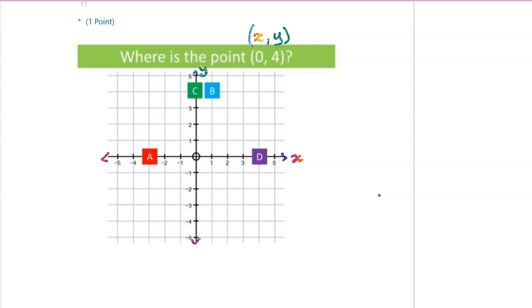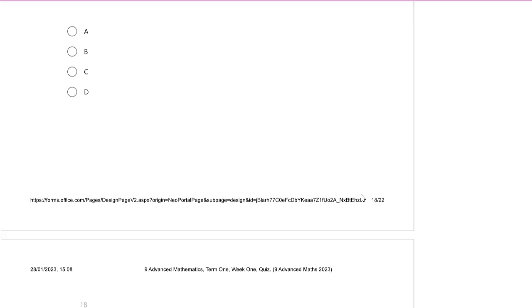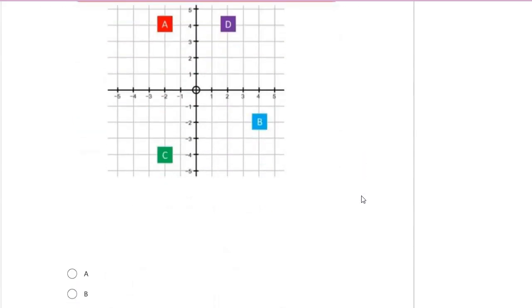So I go along my x-axis: -5, -4, -3, -2, -1, 0. I must be on this line when I'm thinking about the horizontal position. And then I need to go up 4: 1, 2, 3, 4. I'm not sure whether you can see that, but... oh, there you go, that looks a little bit better. C must be the point I'm looking for. That's the point that lies at (0, 4).